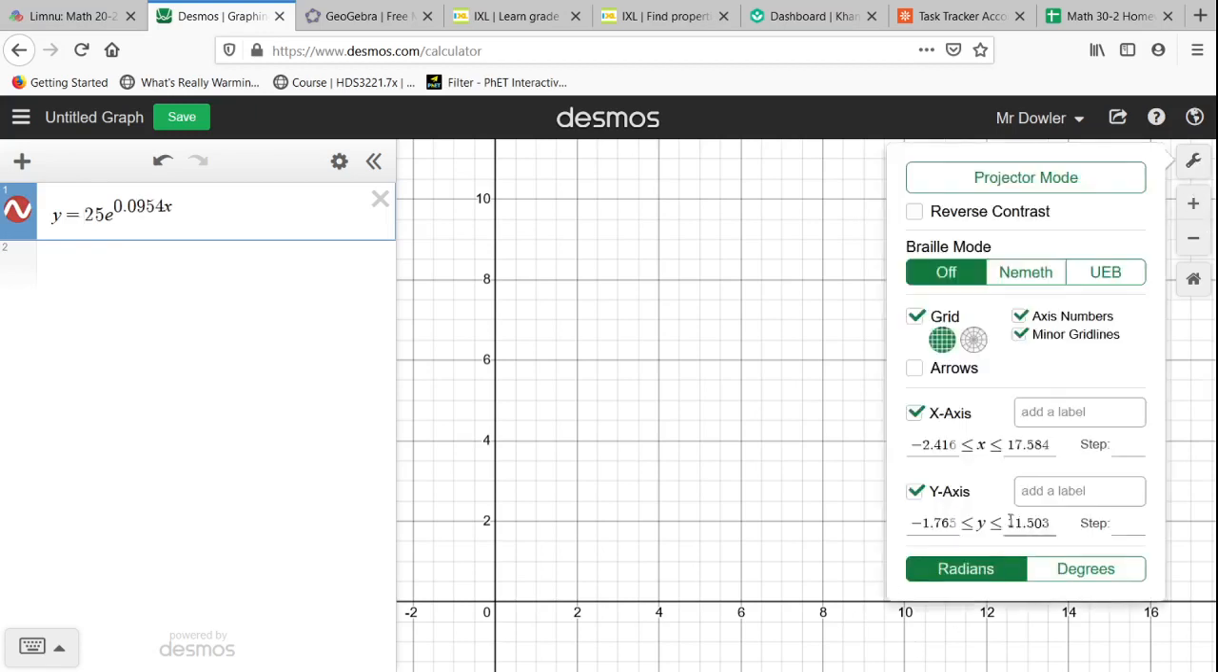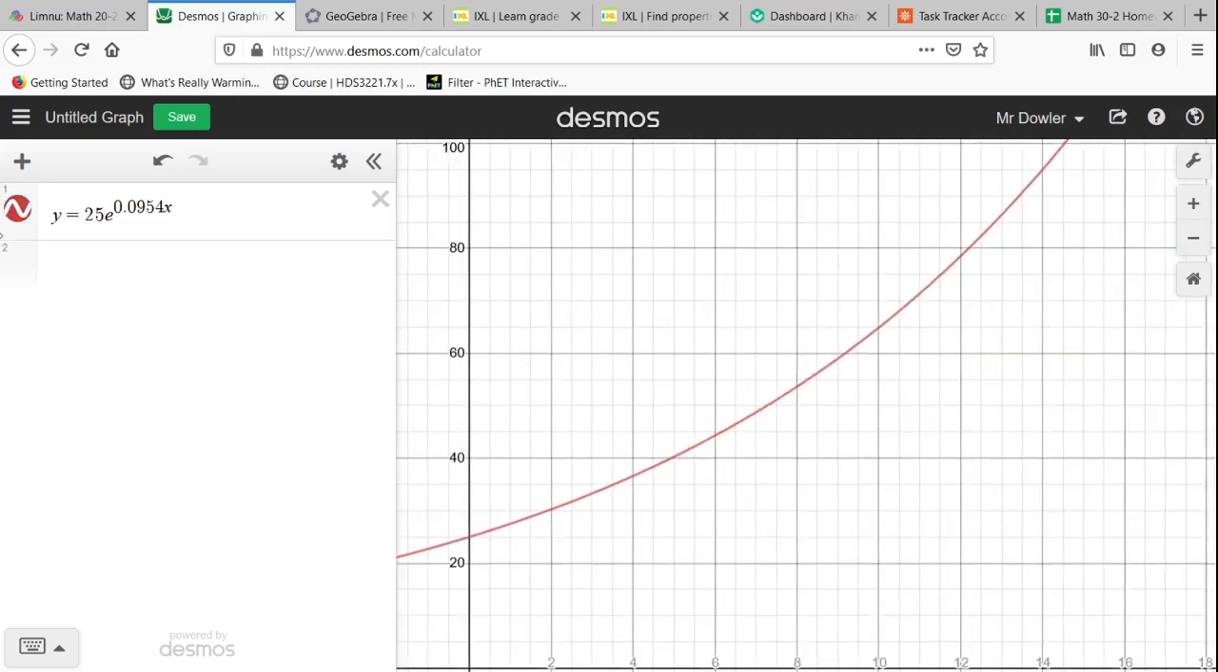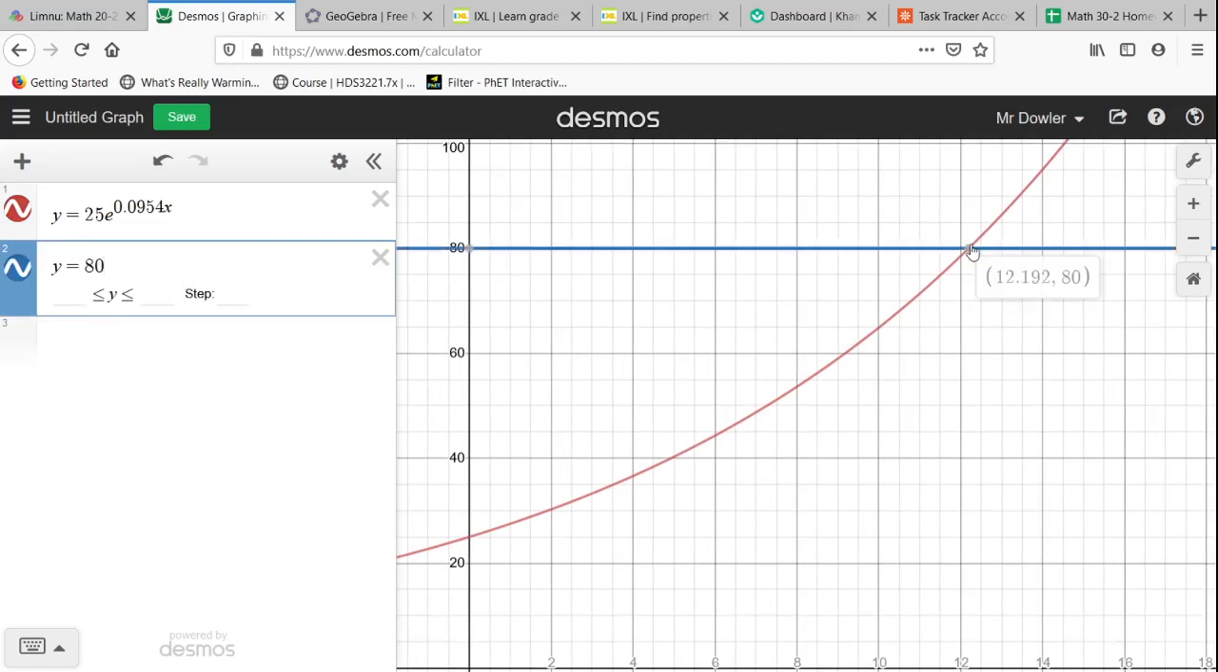We want to make sure our y-axis goes up to 100 to catch all the percents. And we hit the 80% mark in a little over 12 weeks. So 12 weeks won't do it, 13 will. At least with this model.